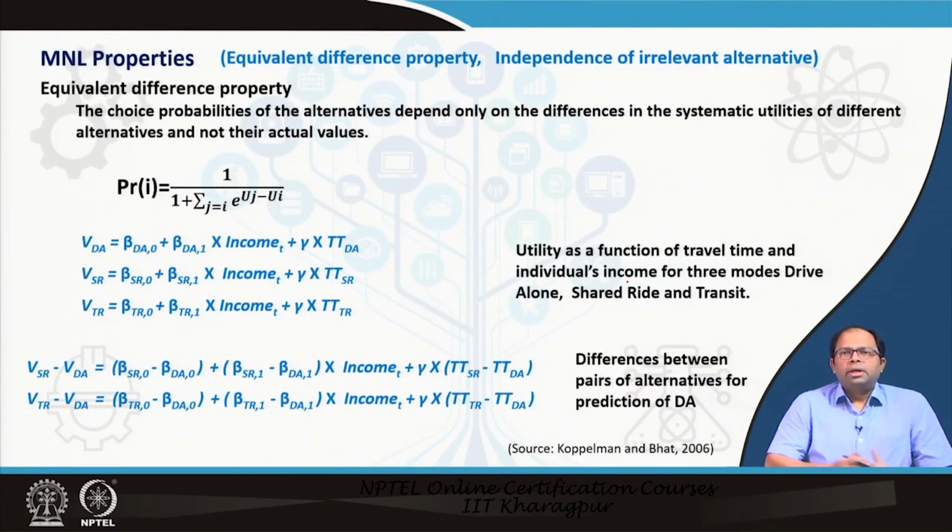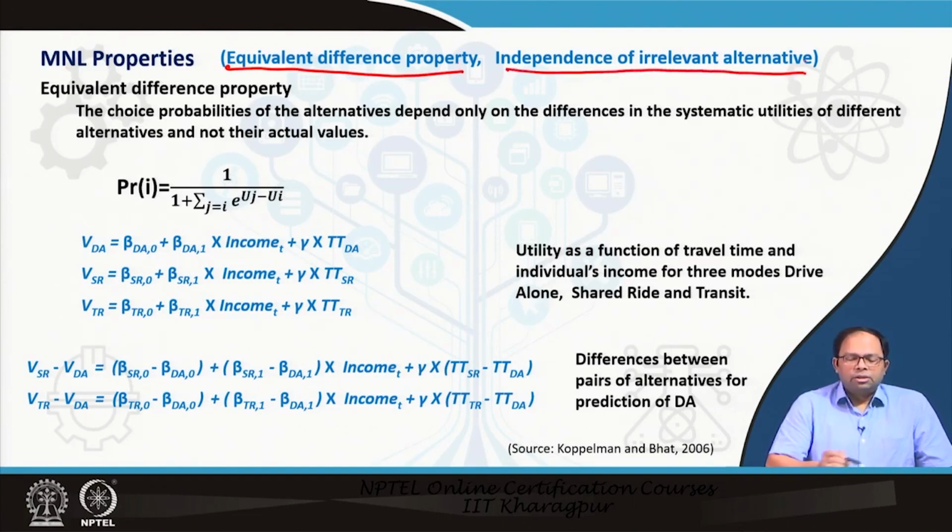As per MNL, multinomial logit properties, we have already discussed two properties earlier when we discussed discrete choice theory. One is the equivalent difference property and the other one is independence of irrelevant alternatives. In this particular lecture, we have to use the equivalent difference property in mode choice, particularly in a simple multinomial logit model, whereas the other one will be more important when we explain the nested logit models later on. The equivalent difference property states that the choice probability of an alternative depends only on the differences in the systematic utilities of different alternatives and not on their actual values.